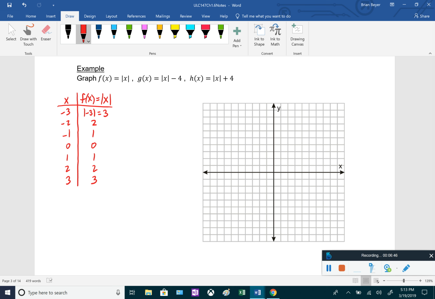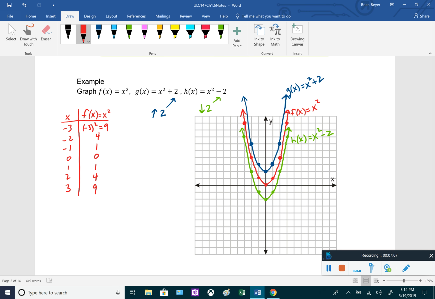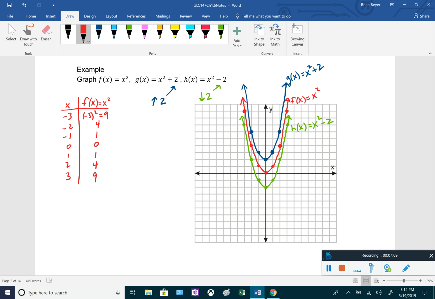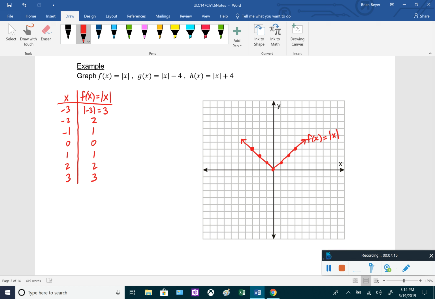Now we have xy coordinates. Plotting these points, we're going to get these points right here, and then connecting those with a straight line, we get that. Remember that the sharp turning point here for the absolute value is called a cusp. Up here for the quadratic, it's called a vertex. So a turning point for a parabola is a vertex. A sharp corner, a sharp turning point, is called a cusp.